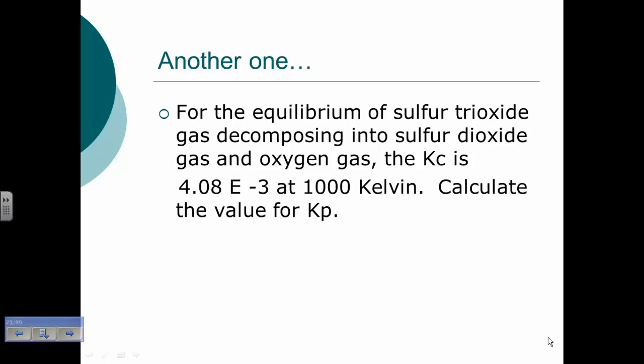For the equilibrium of sulfur trioxide decomposing into sulfur dioxide and oxygen, the Kc is 4.08 times 10 to the negative third power at 1,000 Kelvin, no units. What's the Kp? Begin by writing out your balanced chemical equation. Turn these words into a balanced equation, jotting down the value for Kc.